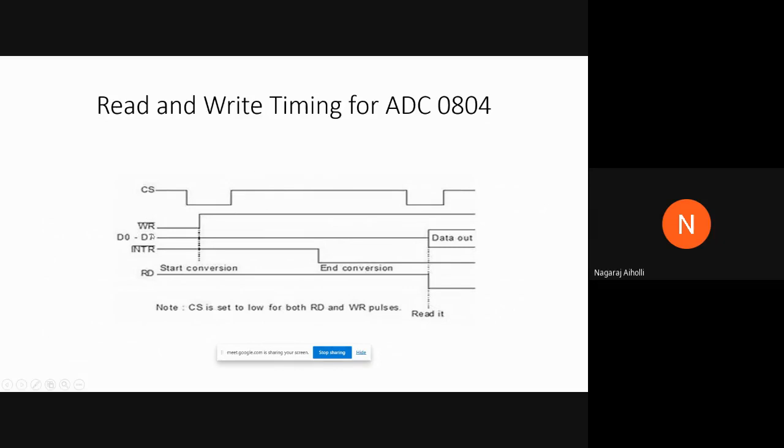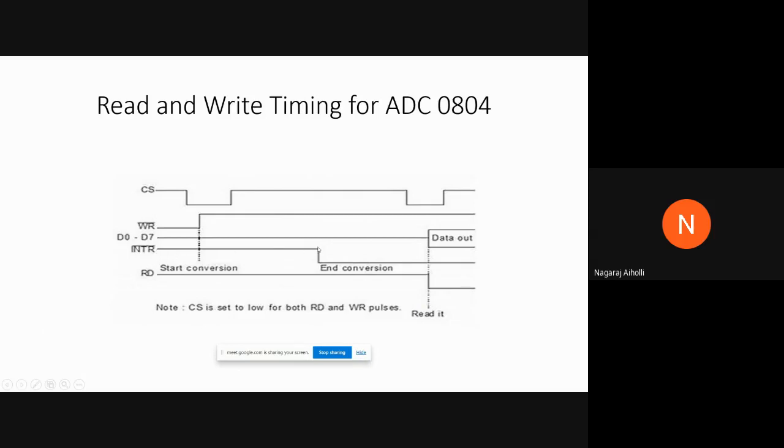Once the ADC is selected, then the WR bar signal goes from low to high to start the conversion process. To start the conversion of the input analog signal to digital output, the WR bar pin of the ADC should go from low to high. Then once the conversion is completed, the INTR bar, that is end of conversion pin. INTR bar is also called end of conversion, and WR bar is also called start of conversion.